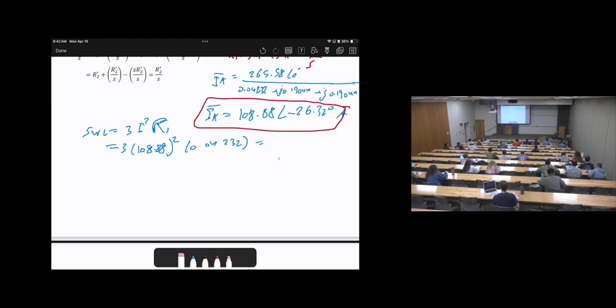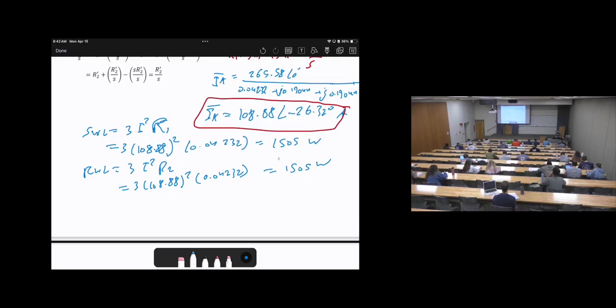It will be 1505 watts. Then we have rotor winding losses, 3 times I squared times R2, which is 3 times 108.88 squared times 0.04232. Keep in mind here it's times R2, not R2 over S. That's the formula. So it will be the same, 1505 watts. So we just calculated all of the stator losses. Now let's calculate all of the electrical losses.